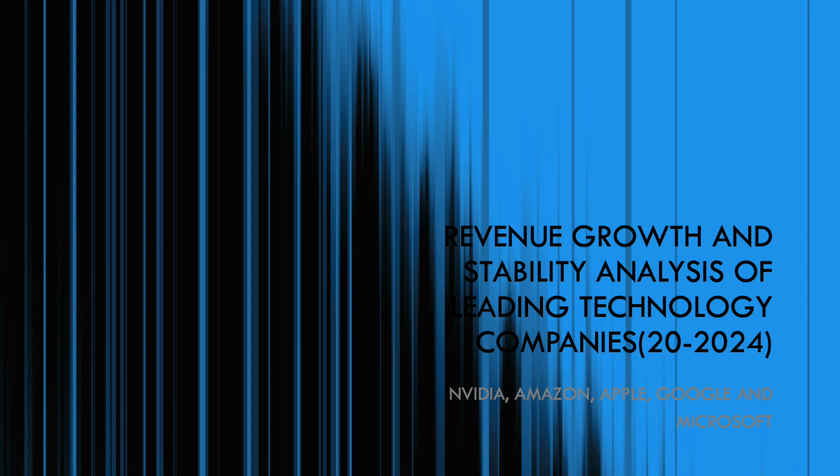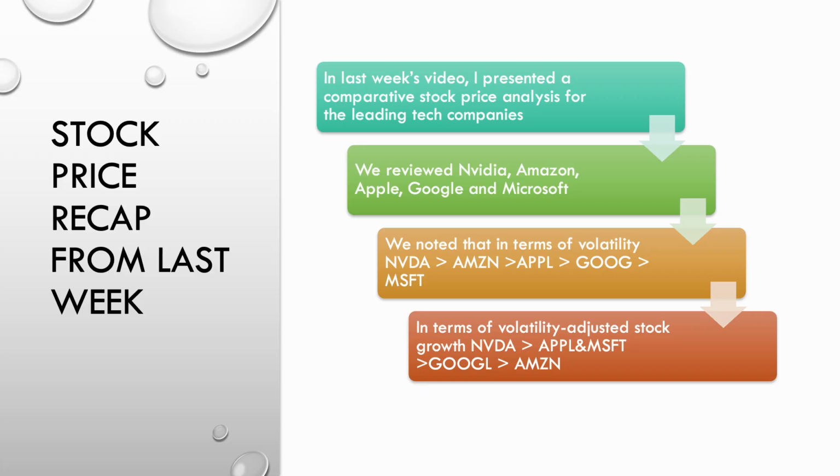In today's video, I'll present a revenue growth and stability analysis of leading tech companies, namely Nvidia, Amazon, Apple, Google, and Microsoft. Before we go and see the revenue growth analysis, let us see what we discussed in last week's video.